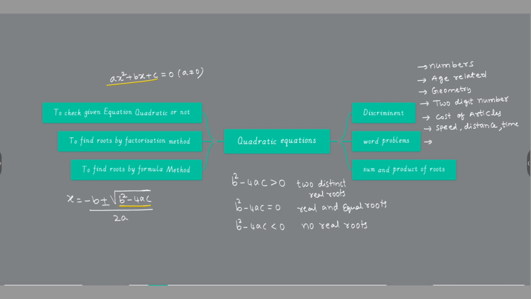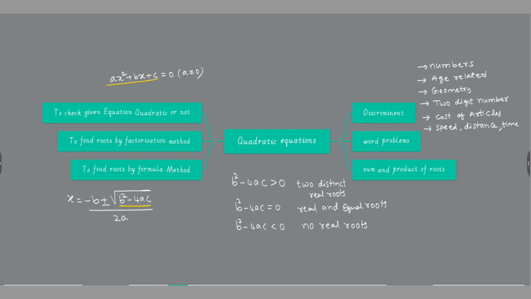Next, motor boat related. This is also speed, distance. Motor boat and train, both are related to speed, distance only. So again, no need to write this one more time.